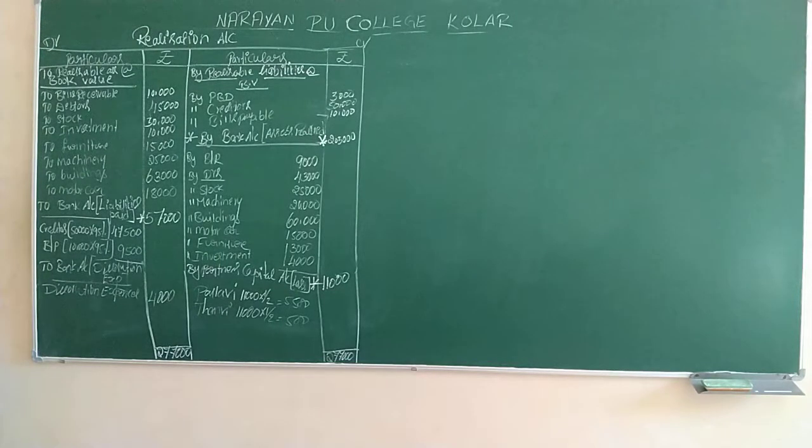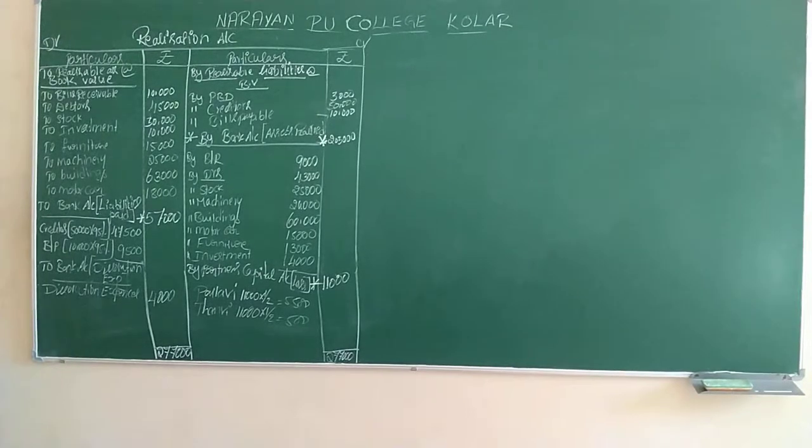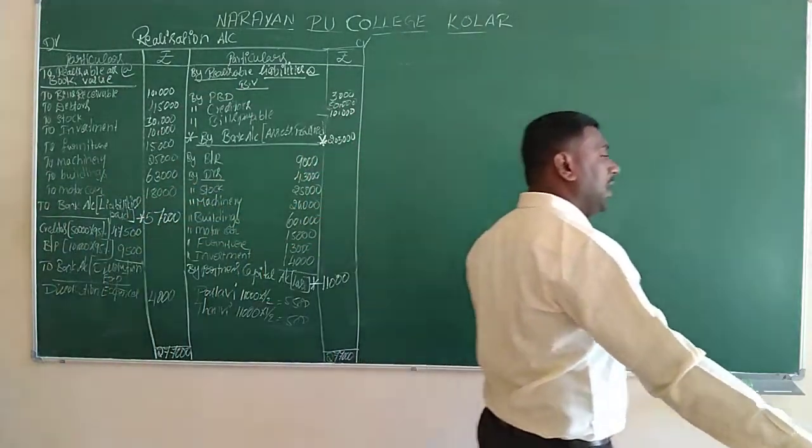So first account, what is that? Realization account, we have to complete the process. Let's come to the second account we have to prepare, that is partners capital account. We will draw the columns for partners capital accounts. So first draw the columns and write down the heading partners capital account.